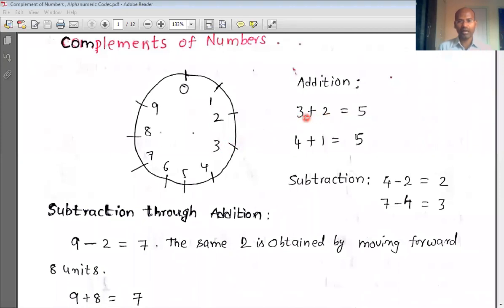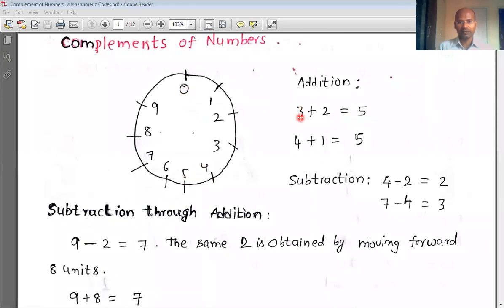And 2 is to be added to 3. Initially we were at 0, and after taking 3 steps, we are at 3. So from 3, we have to take 2 more steps. From 3, the first step, we are at 4. From 4, one more step, we are at 5. So this is our answer.